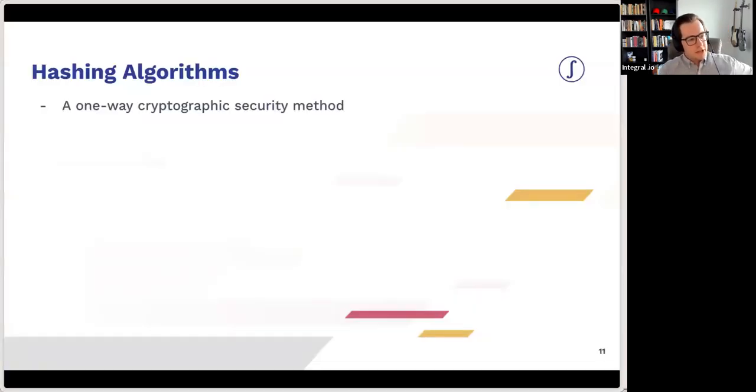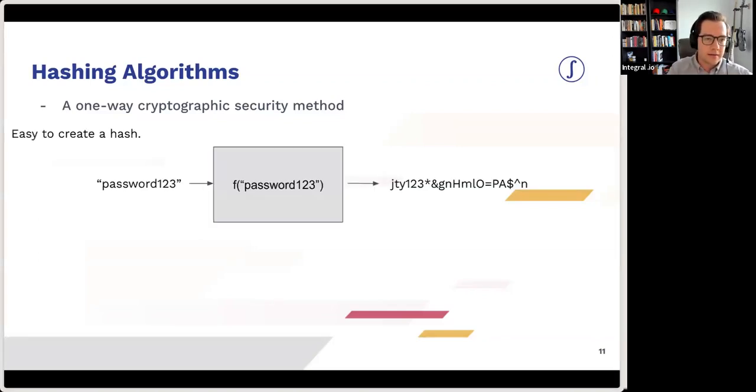So what is it? A hashing algorithm is a one-way cryptographic security method, or in English, it's a function that takes a string of data. In our case, we're going to talk about hashing text here, but you don't just have to hash text. It takes the string of data and it outputs something that looks unrelated to the original string that you sent in. And it's pretty easy to run it in that direction, right? It's relatively computationally easy to take a string of data, hash it, and get some output.